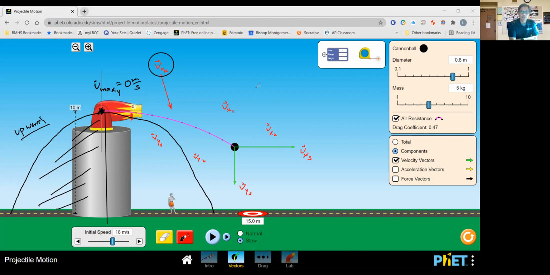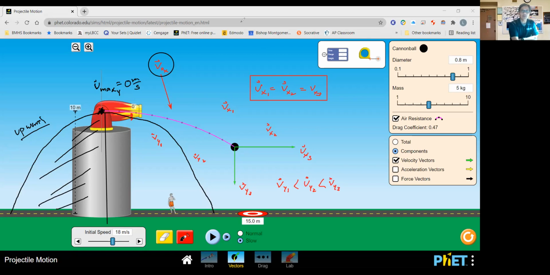So the x velocity at 1 is going to be equal to the x velocity at position 2. It's going to be equal to the x velocity at position 3. The velocity along the x does not change. So this is still projectile motion. But if you notice, the velocity along the y at position 1 is going to be less than the velocity at point 2 along the y, which is going to be less than the velocity at position 3 along the y.